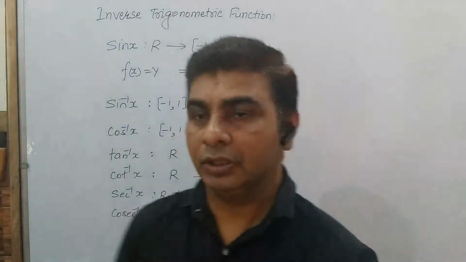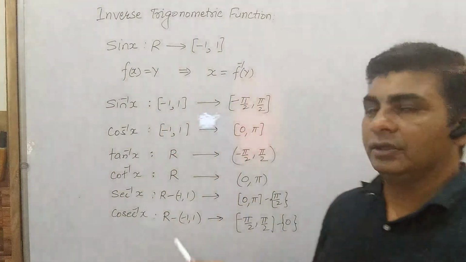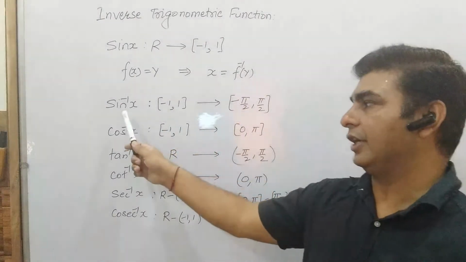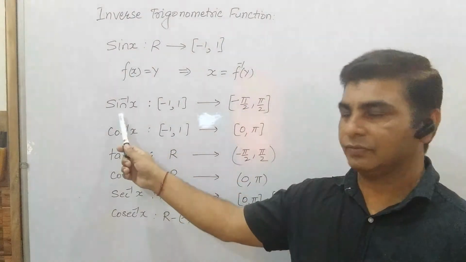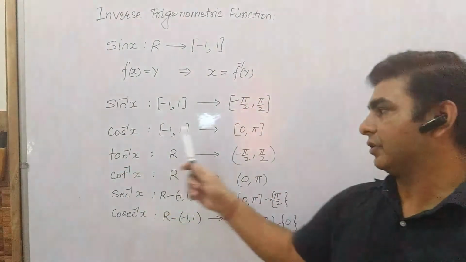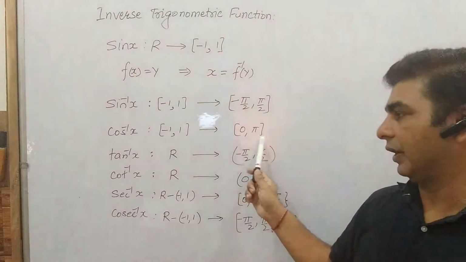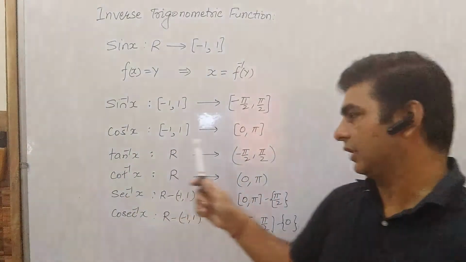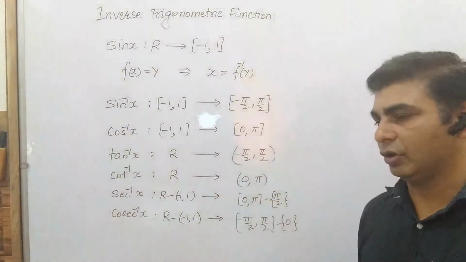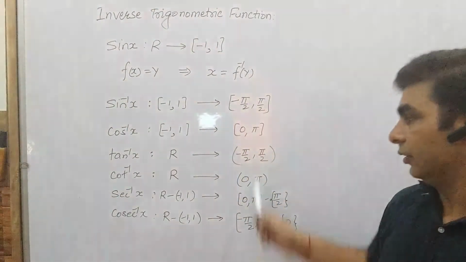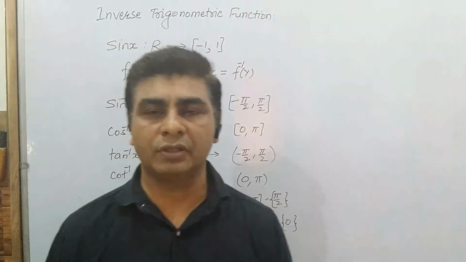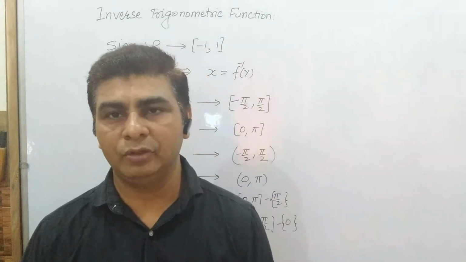So in this way we have defined the inverse trigonometric functions, whose domain is this one and range is this one. The range of sine inverse x lies between -90 to +90. The range of cos inverse x lies between 0 to 180. The range of tan inverse x lies between -90 to +90 but in an open interval, and so on. The ranges of these inverse trigonometric functions are also known as the principal value branch.